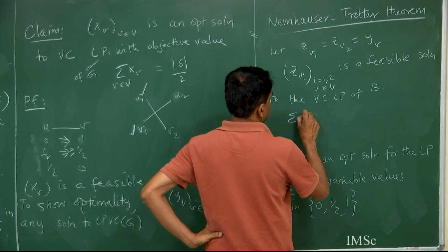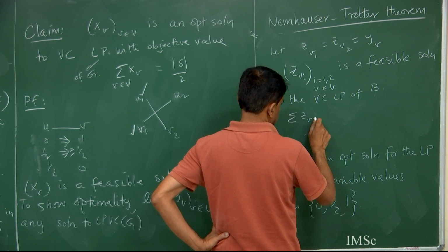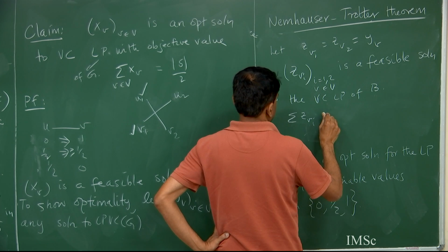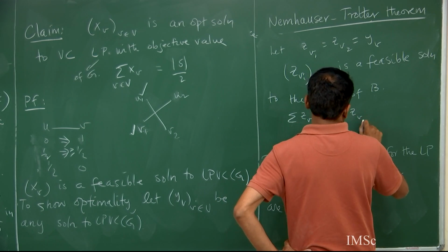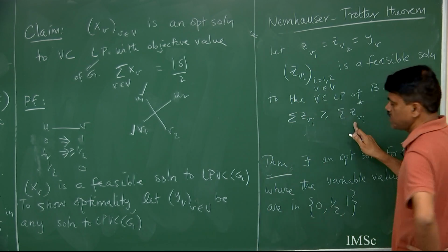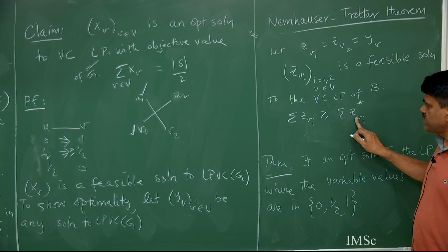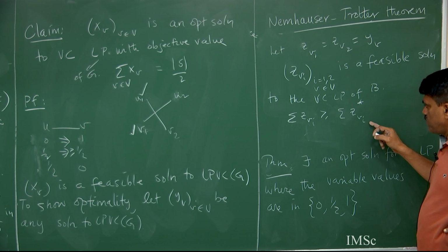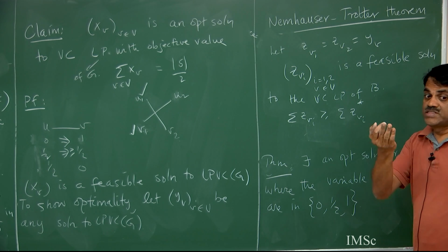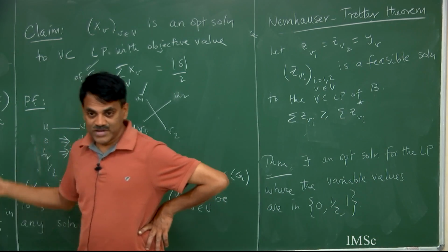summation Z_Vi is greater than or equal to summation Z_Vi star, right? Look at the optimum solution for the bipartite vertex cover. It's a minimization problem, so this is greater than or equal to that. Optimum is an integer, we know. In fact, we know what is optimum. Optimum is this, right? Because it's a bipartite graph.